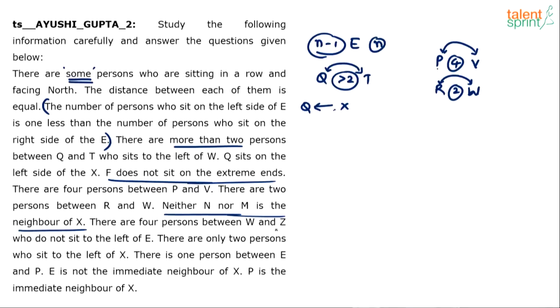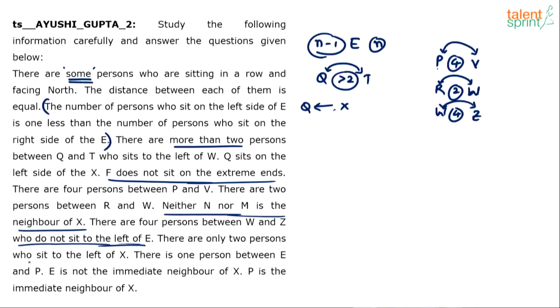There are 4 persons between W and Z who do not sit to the left of E. Right? There are 4 persons between W and Z. And it says who do not sit on the left side of E. So these points are all important. I think we should focus on this when we are trying to do the arrangement.